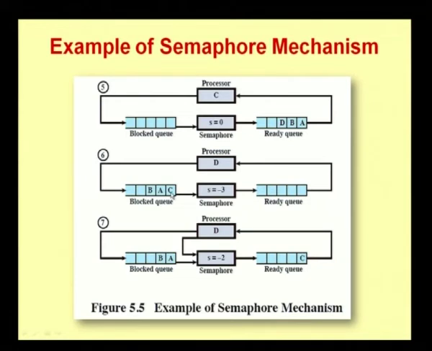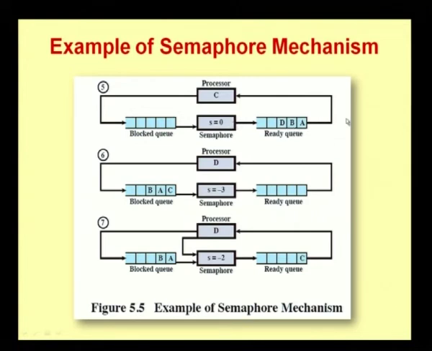So, C has to be put on a blocked queue. Now, C goes to a blocked queue, because it is waiting for the output to be produced by D. So, 0 minus 1 becomes minus 1. Now, here we have an A. A again goes inside the processor. A is also waiting for the output to be produced by D. So, it again goes to a blocked queue. So, minus 1 minus 1 is minus 2.